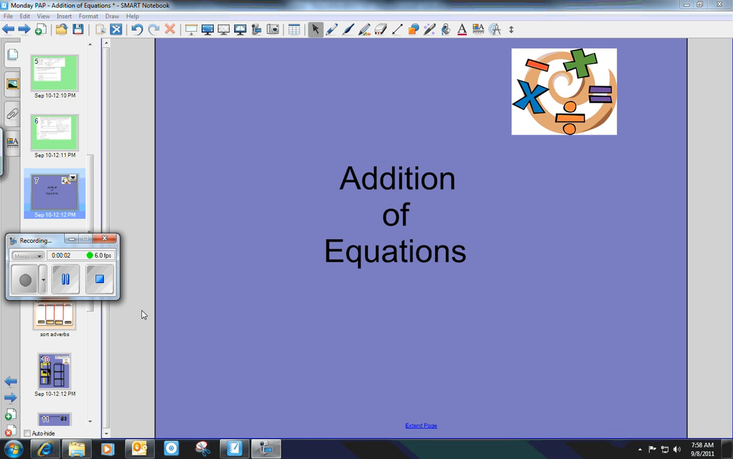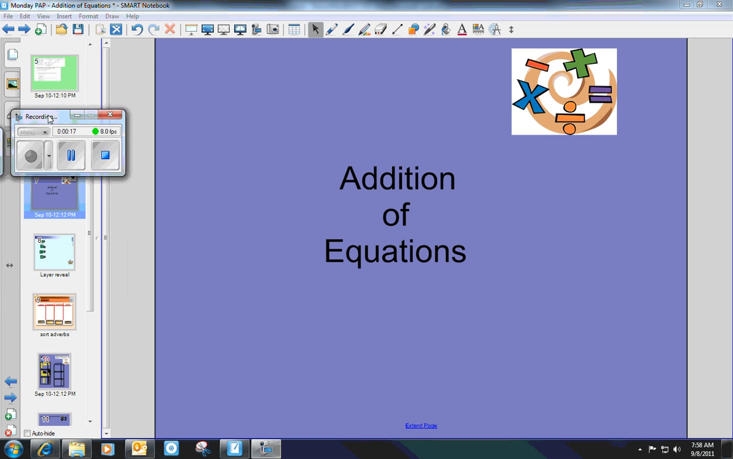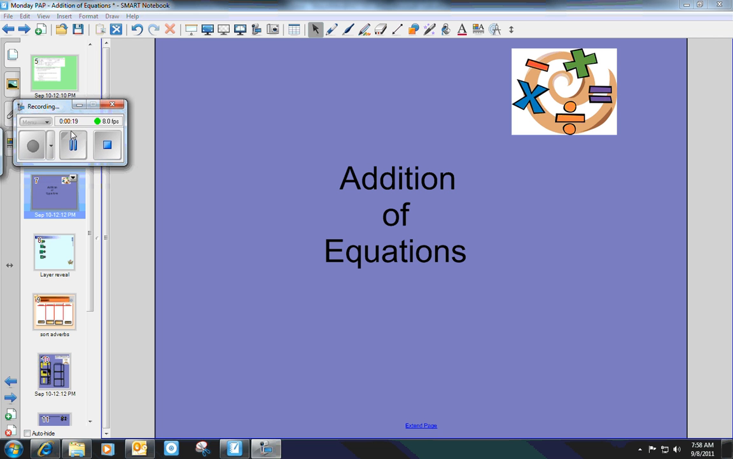We're getting into some pre-algebra and algebra-like expressions here, and we're going to be doing addition of equations today. In the future, we'll be doing subtracting and also two-step equations, but today it's just addition equations. And we're going to be learning how to solve an equation with a variable in it.